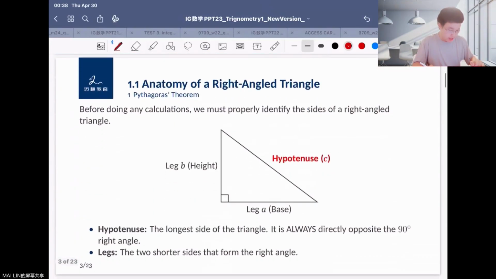Here we have a right angle triangle. We have three sides: a height b, a base a, and a hypotenuse, which we can call c. The hypotenuse is the longest side of the triangle, and it is always directly opposite the 90-degree right angle. The height and base are both called legs.